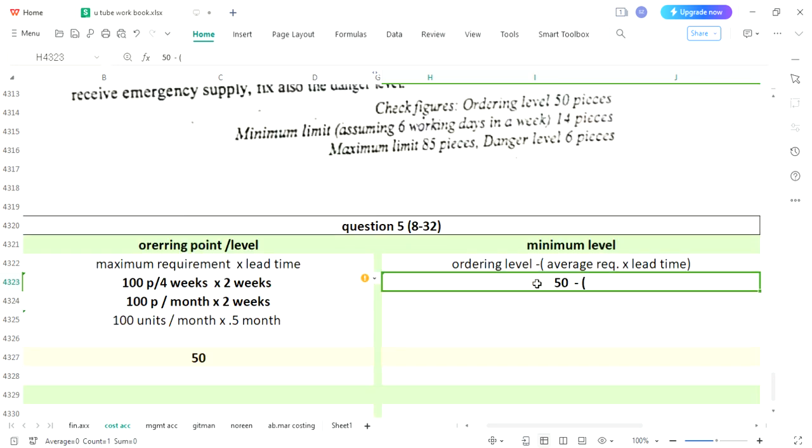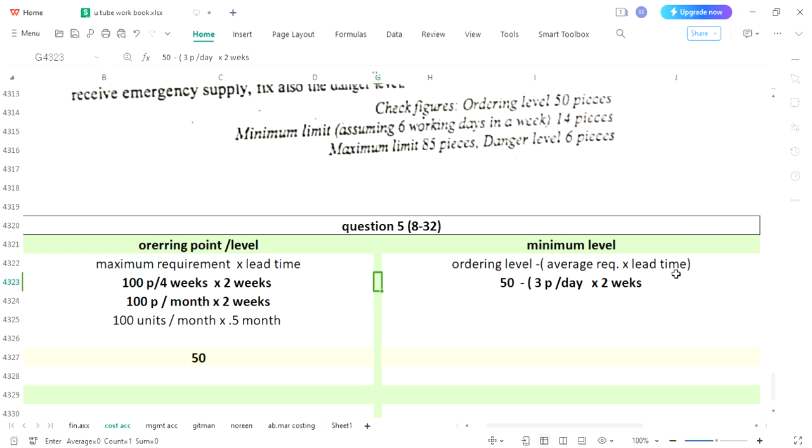So I will let you know what the conflict is over here. 3 pieces are present, but that is per day. And then you need to multiply by lead time. Lead time was given as 2 weeks. In this way, there is a trouble.